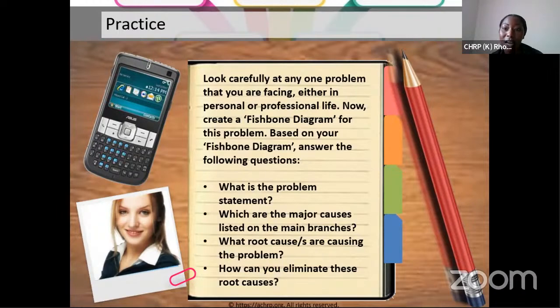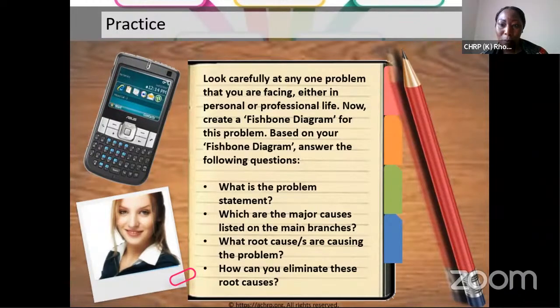Lack of resources. What can you do about it? One stream of income. How can you diversify? We have seen how people have lost jobs. Then what are those in the main branches? What can you do? Then the root cause.